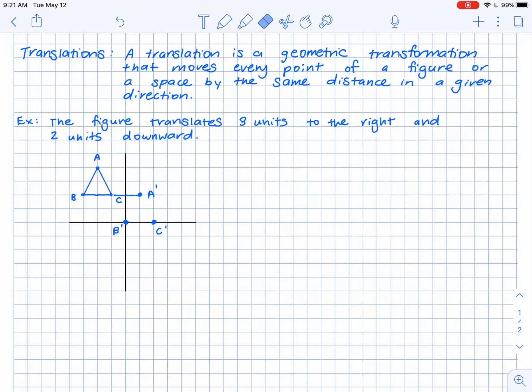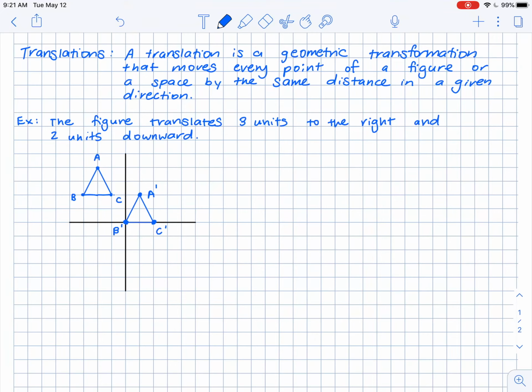Okay, so translations, all we're doing is sliding each point in the direction that's given. Now we can connect these. And our figure has now translated 3 units to the right and 2 units down. Okay. So I can ask you to draw this, so physically give me a demonstration, or I could ask you to tell me what are the coordinates that come up from this transformation.